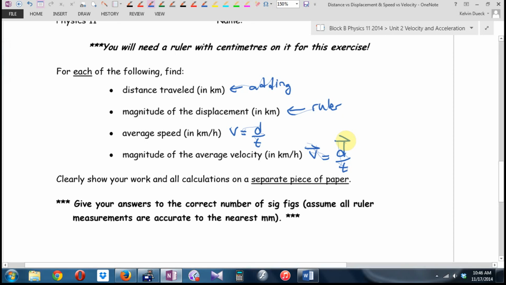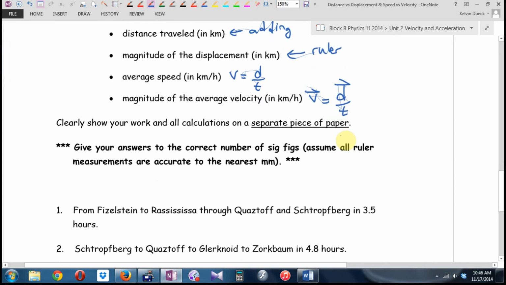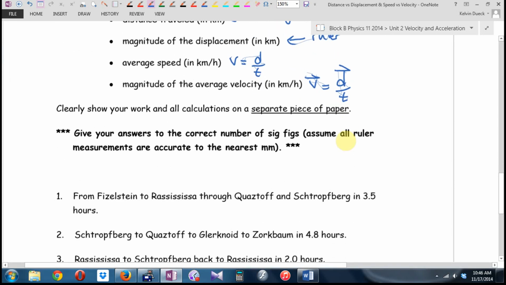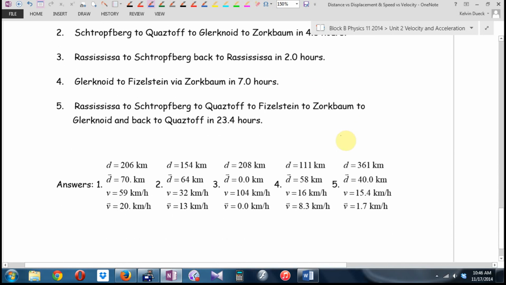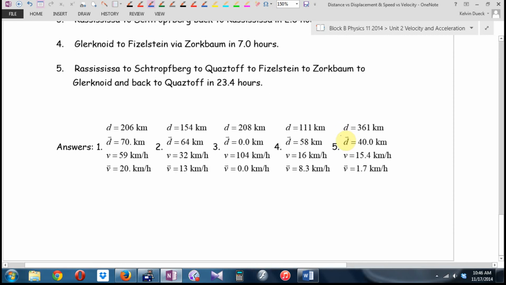Show all your work and calculations on a separate piece of paper. Staple it to the back. And I did attach the answers here. Again, you could be plus or minus 0.1. It's all in how you hold the ruler. Okay? You'll probably finish it in about 15 minutes. I got a video I'll be throwing on in a little while anyways.